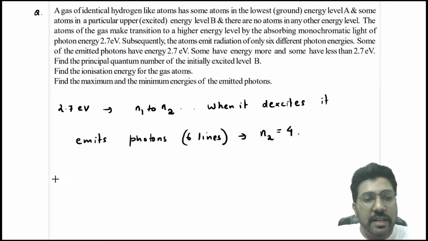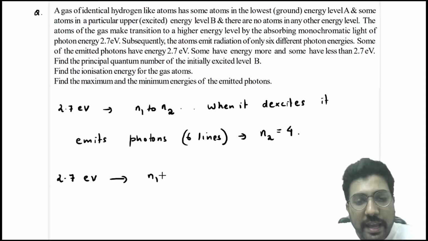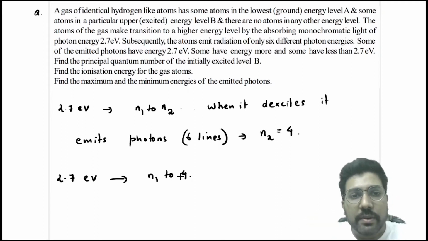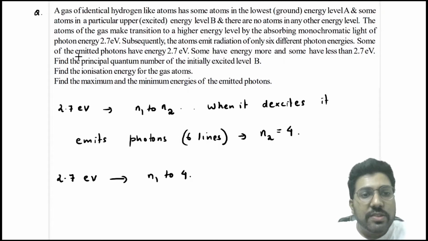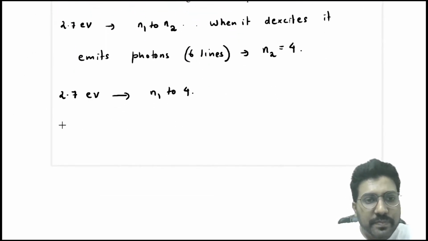So that means now the information that we have is 2.7 electron volt absorption leads to N1 to 4. So the electron transits from N1 to 4. Now subsequently the atoms emit radiation of only 6 different photon energies that we have discussed. Now some of the emitted photons. So first of all, what can be the absorbed photon?